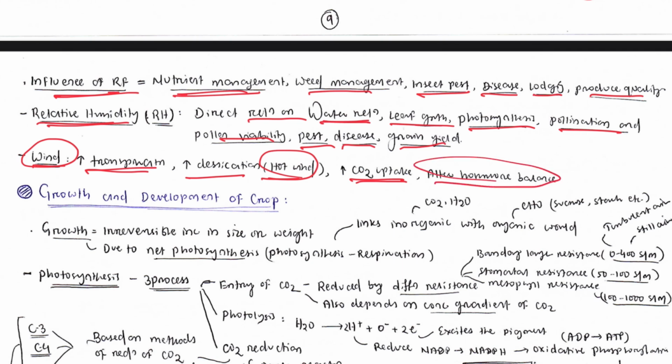Okay, so these are some of the brief discussion about the effect of weather elements on crop growth and development. In the next lecture, we will discuss growth and development of the crop, photosynthesis, respiration. Detail means we are briefing all those contexts.